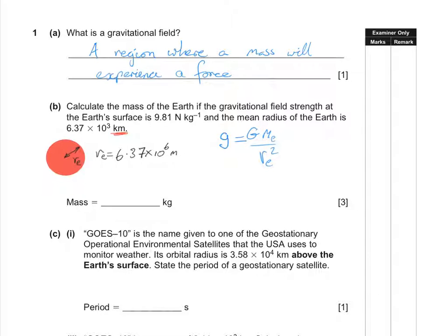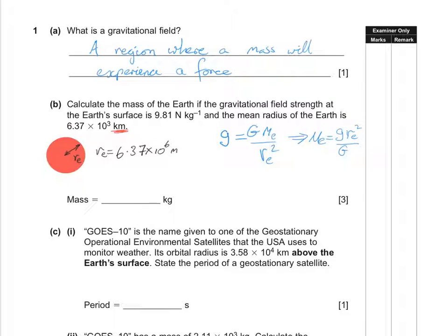So we've got an equation of g = G Me over r squared for little g, and we just need to get Me on its own. So Me is just going to be g times Re squared over big G. So mass of the Earth is going to be 9.81 times the radius here squared, just remember to square it, make sure it's in meters, over big G. And that gives us 5.97 times 10 to the 24 kilograms for the mass of the Earth.